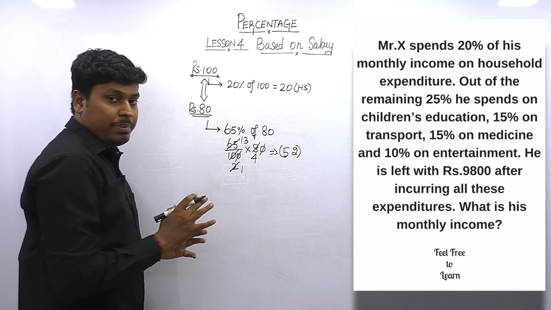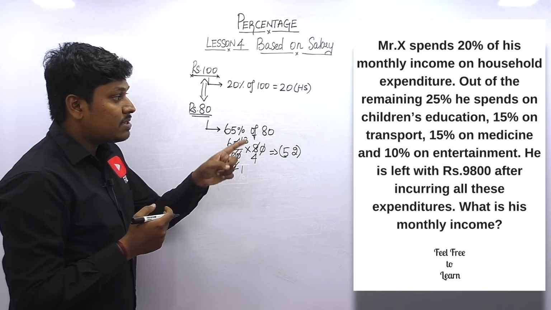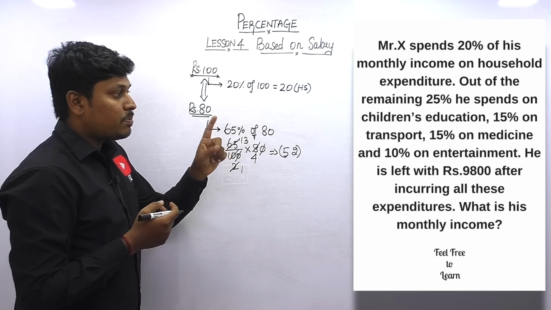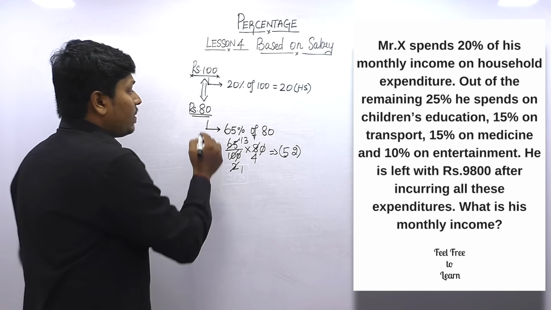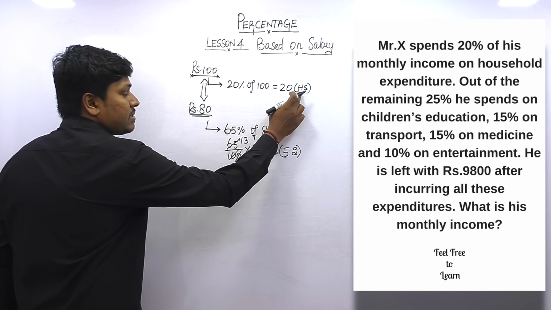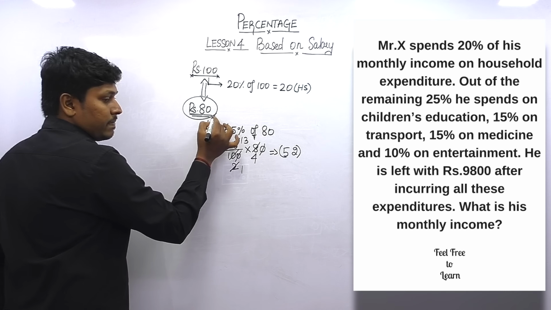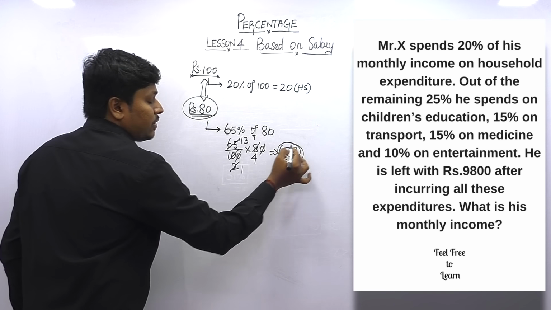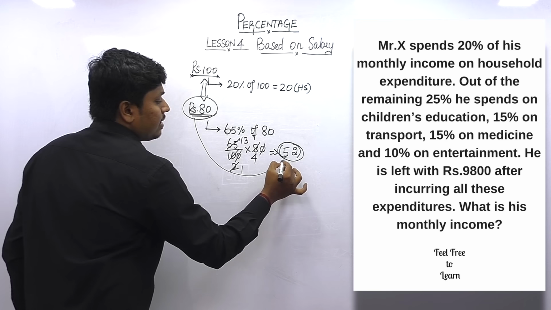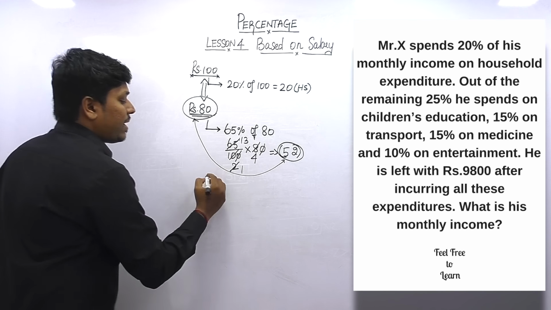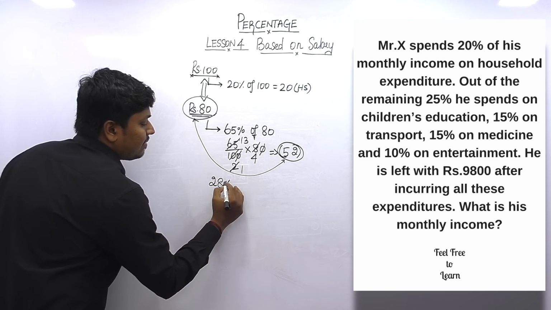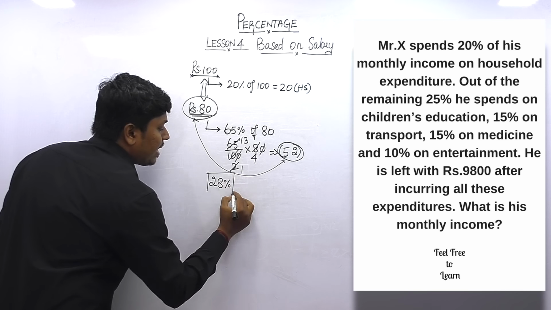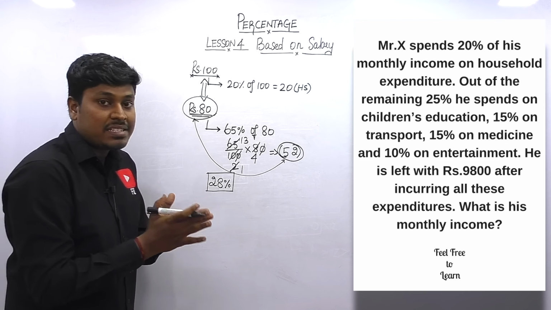So 52 rupees is the total amount that he spends for children education, transport, medicine and entertainment. Now we already know that after spending this household, he had rupees 80. Now after this he spends 52 rupees. So subtract 80 and 52. So resultant will be 28 rupees. So finally we can say that he had a remaining 28 percentage cash with him.